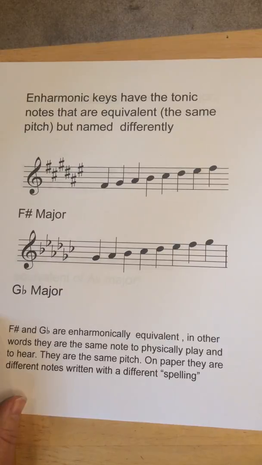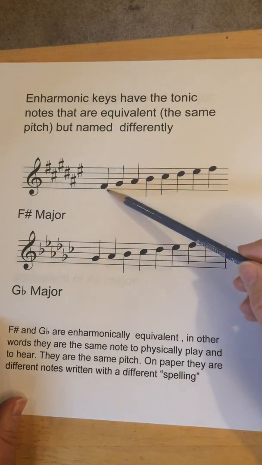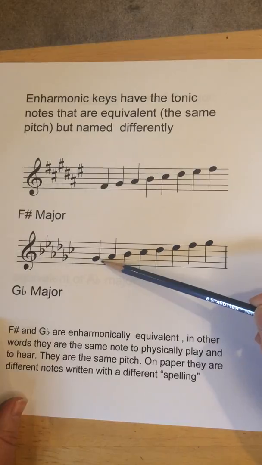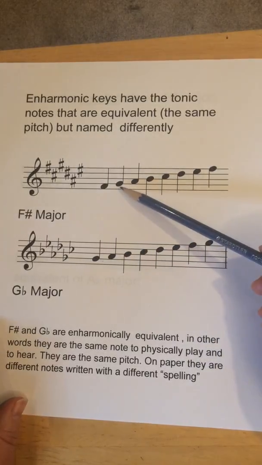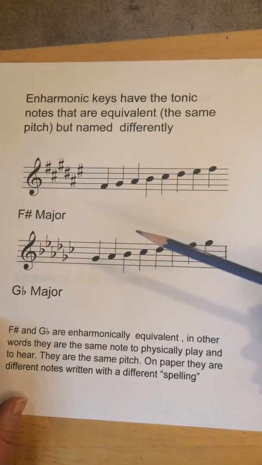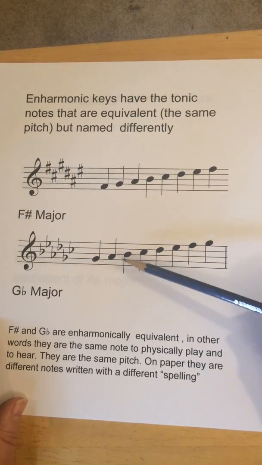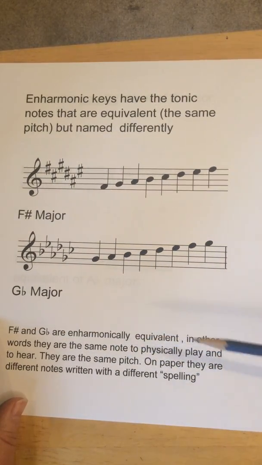Enharmonic keys have tonic notes that are equivalent, the same pitch to hear, but named differently. For example, F sharp and G flat, those are the same note enharmonically. When you play an F sharp on your instrument, you're also playing a G flat. Depending on the piece you're playing, what key it's in, it's going to be designated as an F sharp or a G flat. Okay, so F sharp and G flat are enharmonically equivalent.